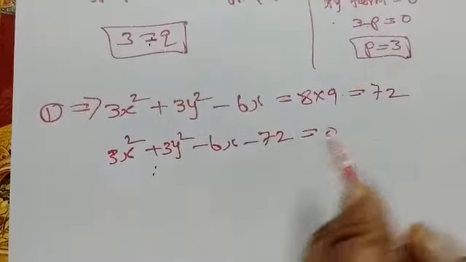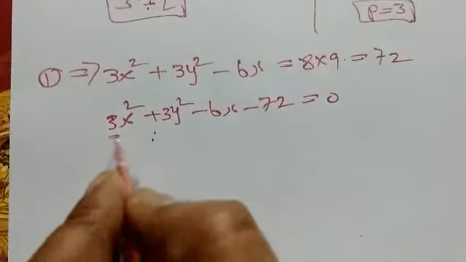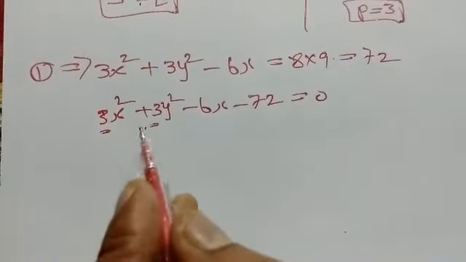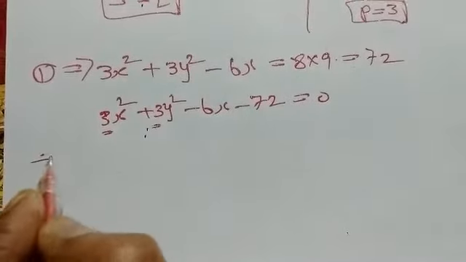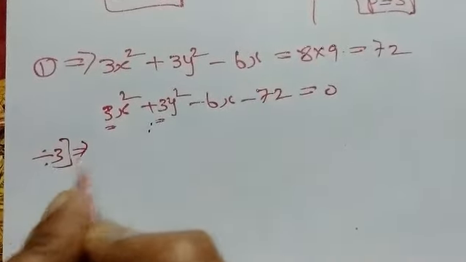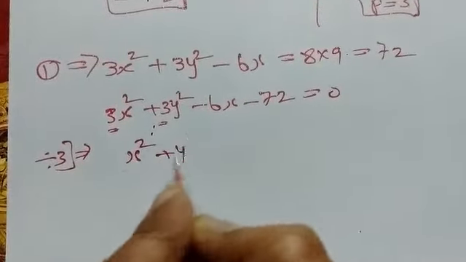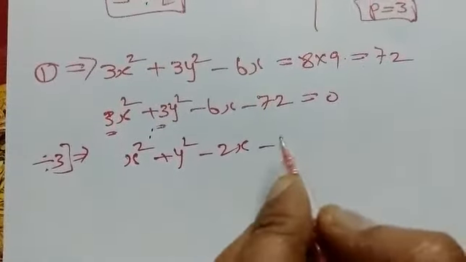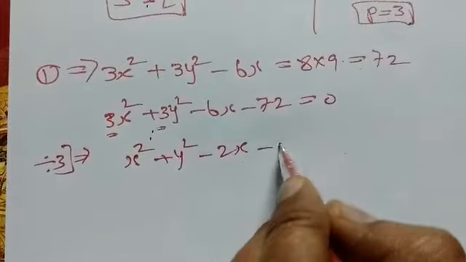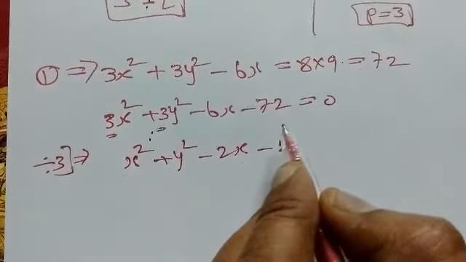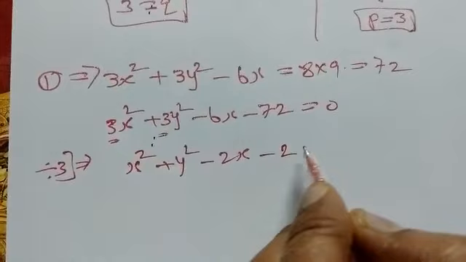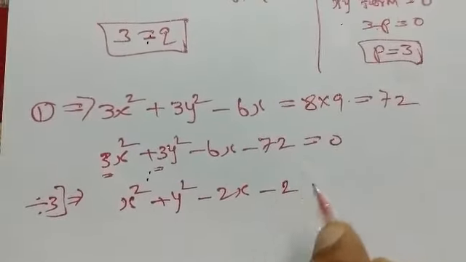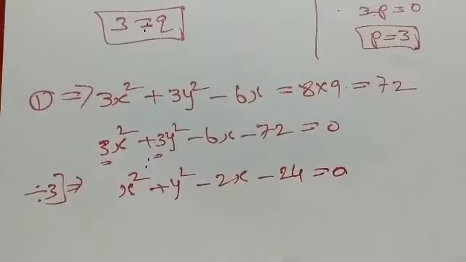Okay, let's simplify the left side. The coefficient of x square is always equal to 1, so if it is more than 1, we divide. Let's divide by 3 on both sides. So now x square plus y square minus 2x minus 24, equal to 0. 3 eights are 24.